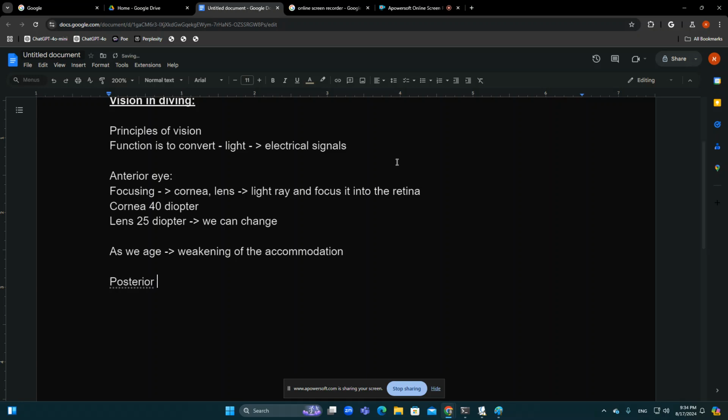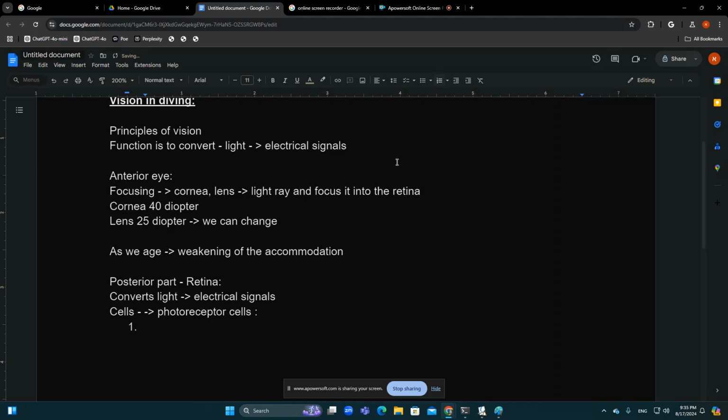Now the posterior part is the most important part. In the posterior part is the retina, which again converts light into chemical and then into electrical signals. Now, which cells do that? Those are the very important ones, the photoreceptor cells. We have two types of photoreceptors.